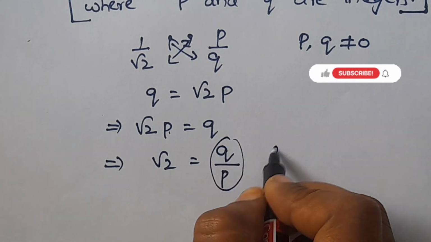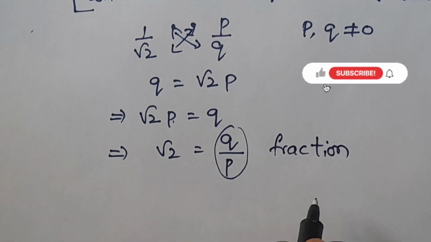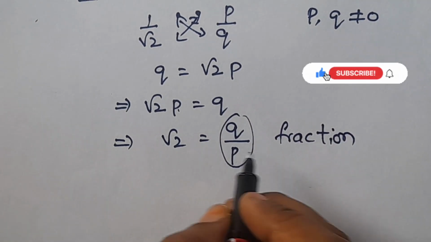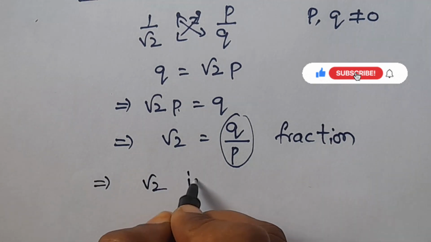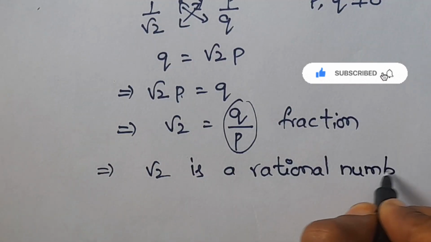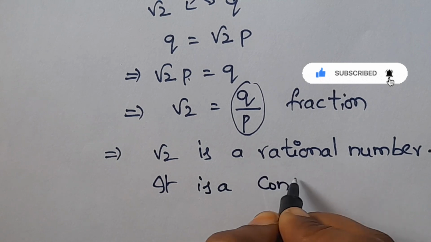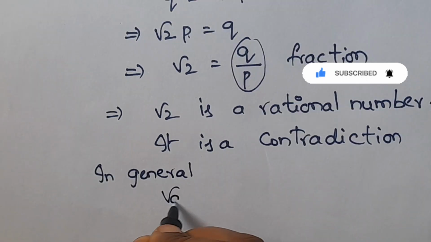P, q are integers, which is a fraction form. Root 2 is in fraction form which is a rational. That's why root 2 is also a rational number. It is a contradiction. Why is it a contradiction?